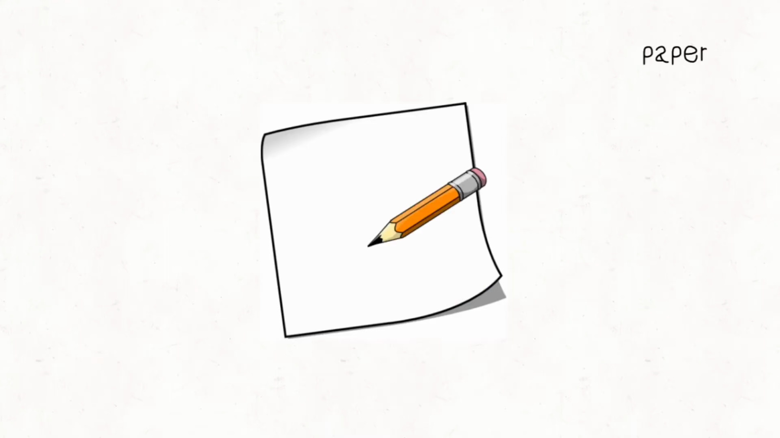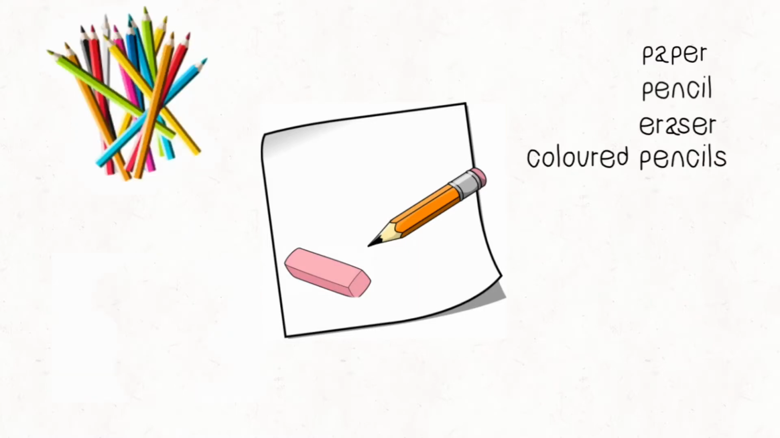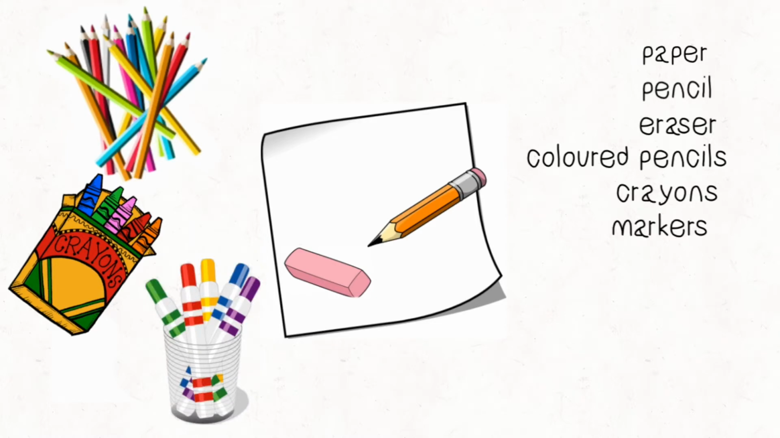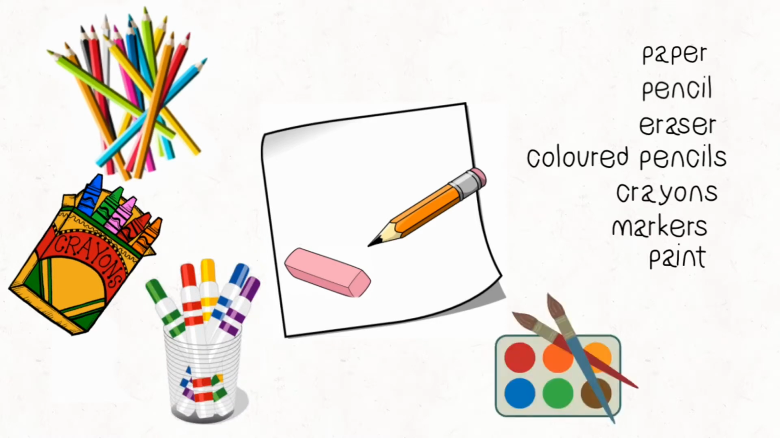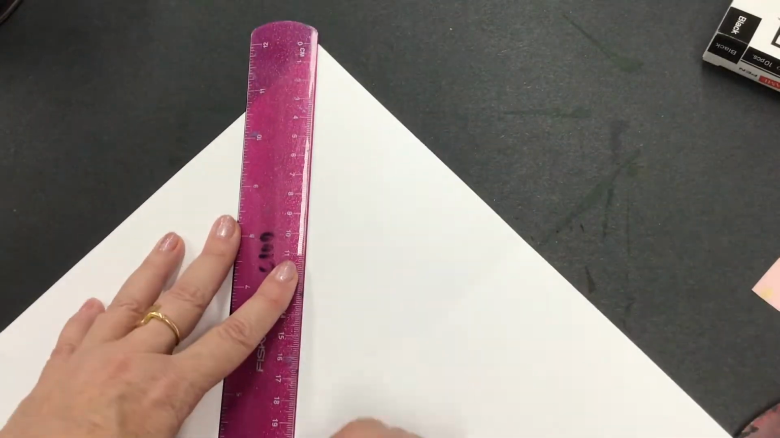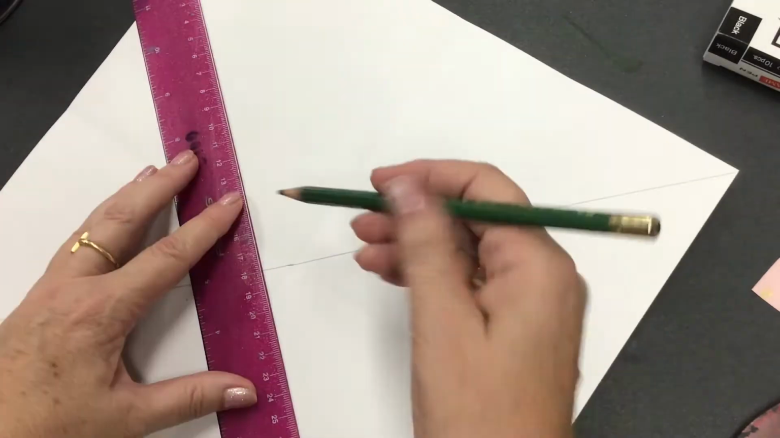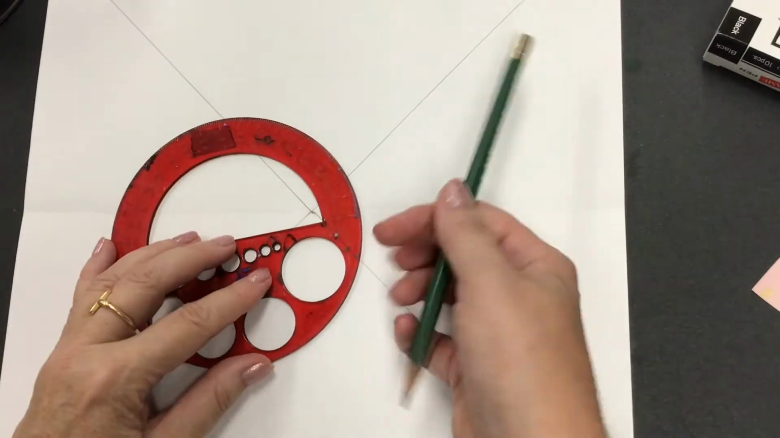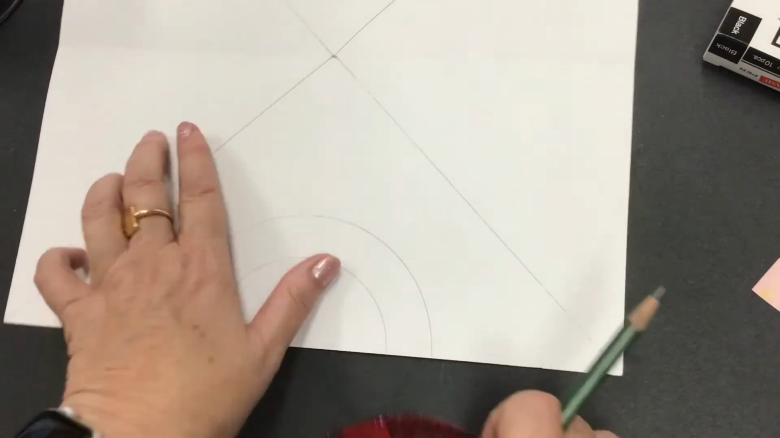For this project, you're going to need paper, of course, a pencil, an eraser, and I used all kinds of different things. I used markers, paint, crayon, I even used some gel pens for this project. So anything you've got to add some color. You're going to start by folding your square paper into 4 sections, and then you are going to divide those 4 squares with a line, and so now we have 4 quadrants, we can call them.